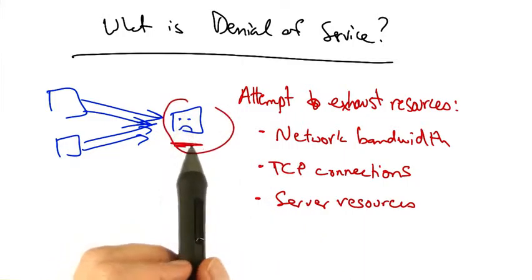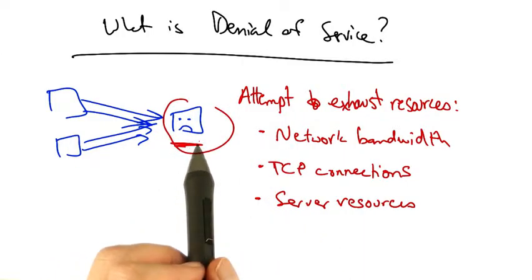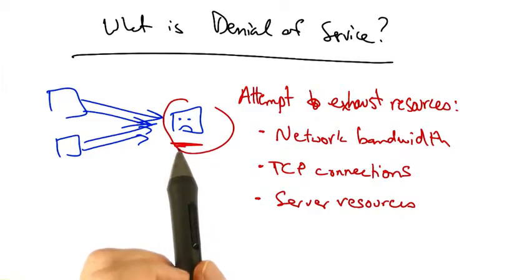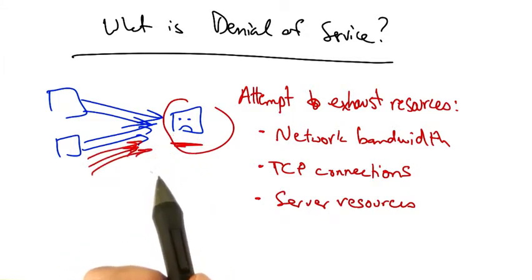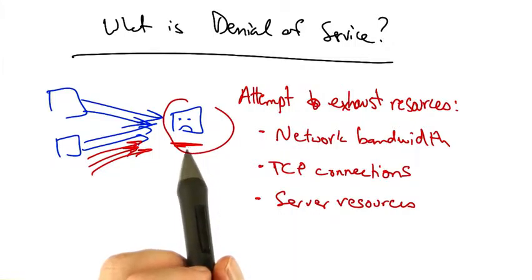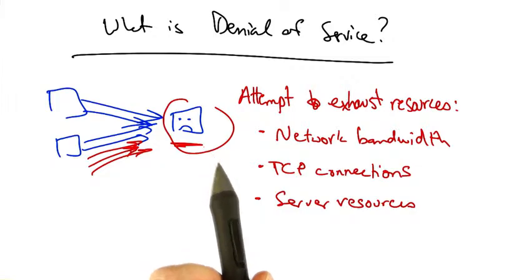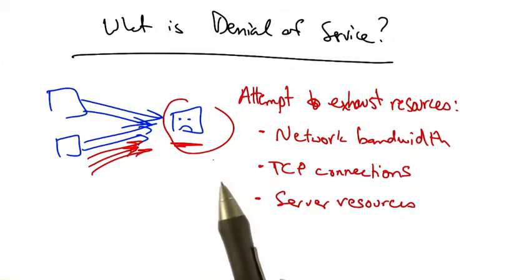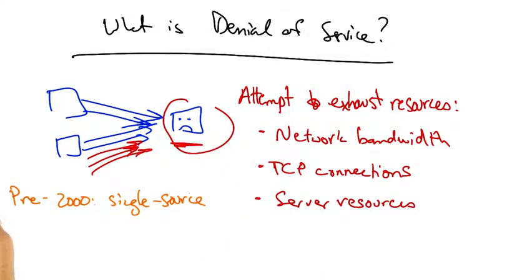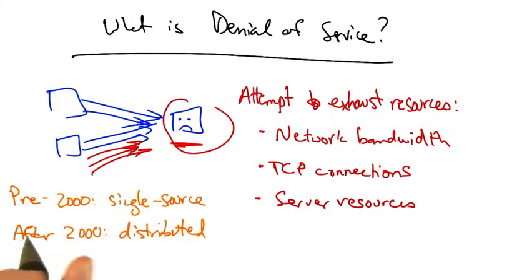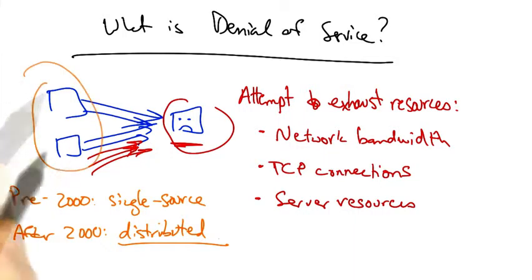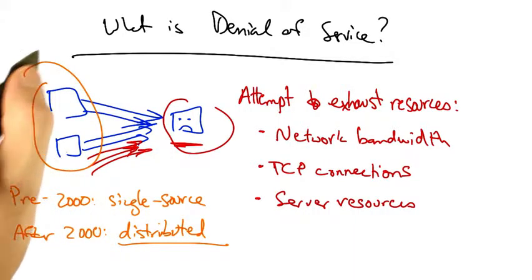For example, this victim might be a web server running complicated scripts to render web pages. And if the web server suddenly becomes the target of a bunch of bogus requests, the server could spend a lot of resources rendering pages for requests that are not legitimate. Before 2000, these denial of service attacks were typically single source. After 2000, with the rise of internet worms, as we saw in an earlier lesson, these attacks could become distributed, effectively being launched from many attackers.